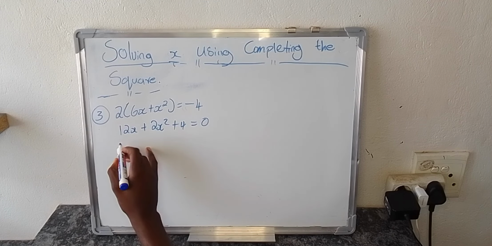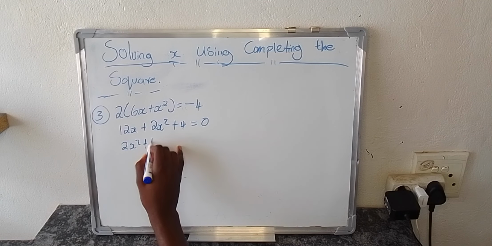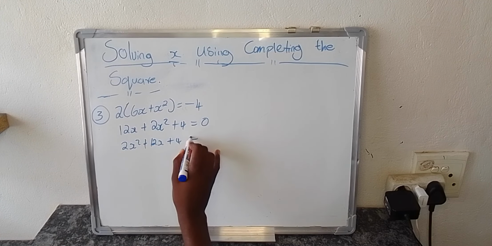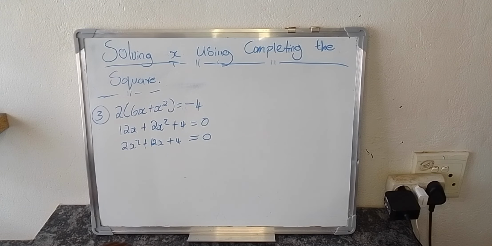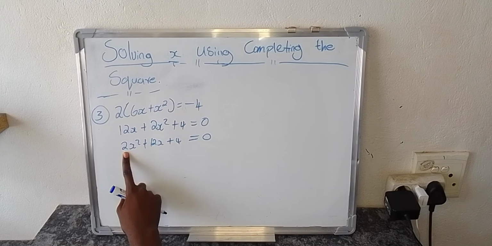And this thing we can write as 2x squared plus 12x plus 4 is equal to 0. Before we can apply the method of completing the square, the first thing we have to do is divide both sides by 2. Why? Because when you do the method of completing the square, you have to make sure that the coefficient of x squared is 1. But now our coefficient of x squared is 2, so we have to get rid of that 2. And how are we going to do that? We are going to divide both sides by 2.